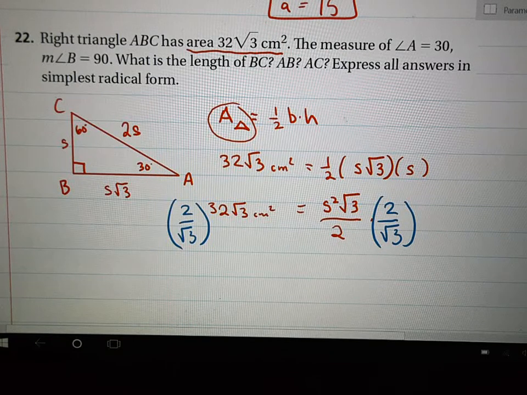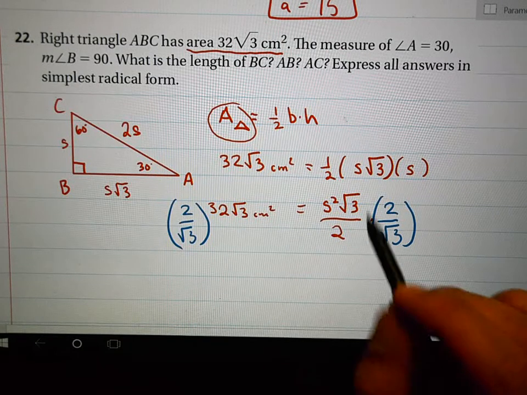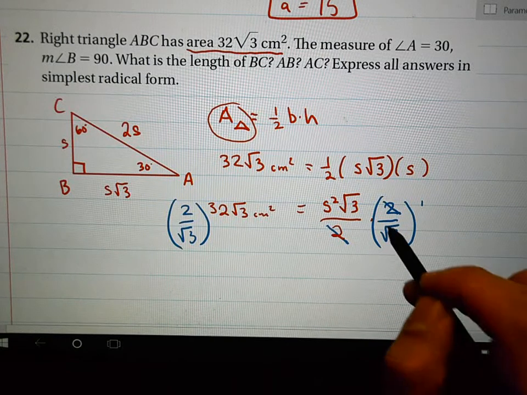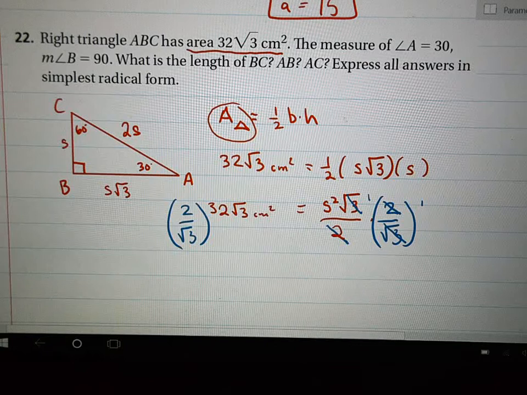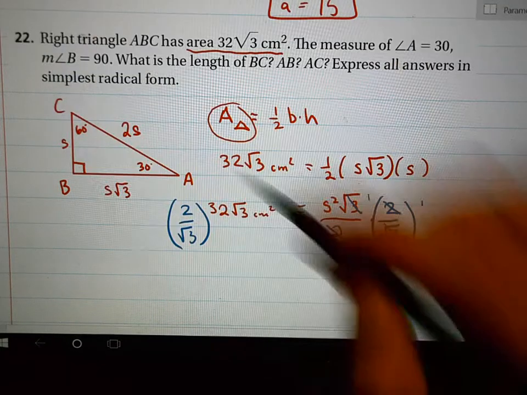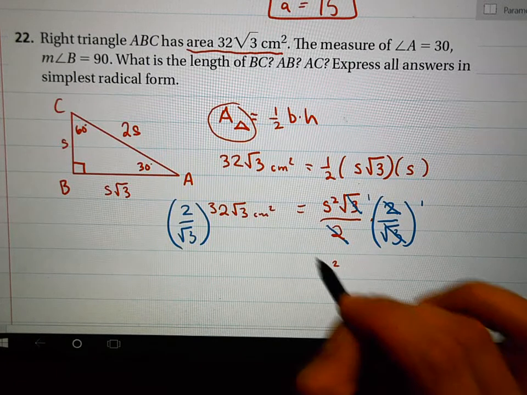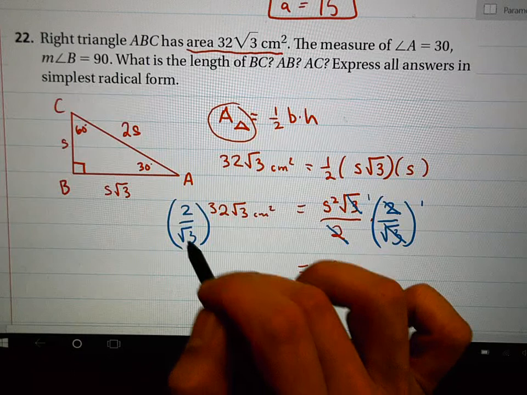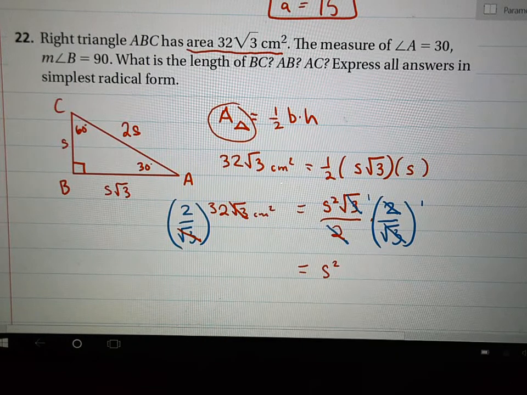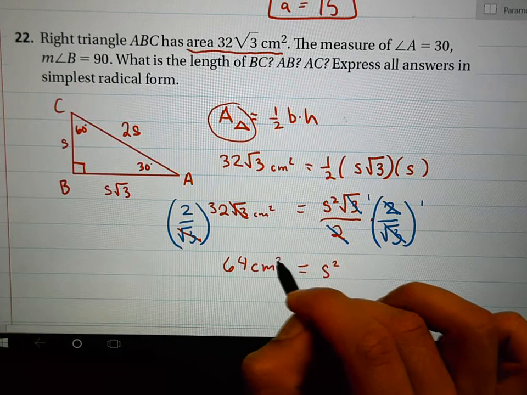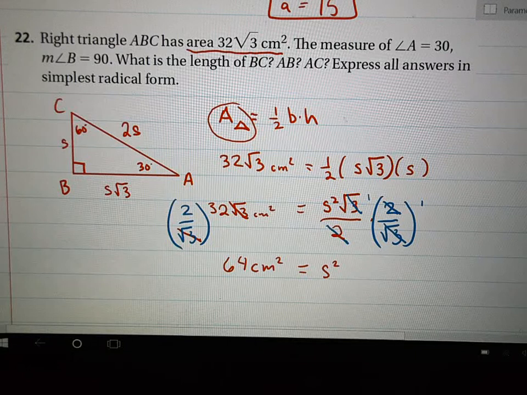Why do I do that? Because 2 goes into 2 one time, root 3 goes into root 3 one time, and you'll be left with the variable squared. You'll be left with s squared on this side, equals, root 3 goes into root 3, you're left with 2 times 32 centimeters squared, which is 64 centimeters squared. I almost have s.